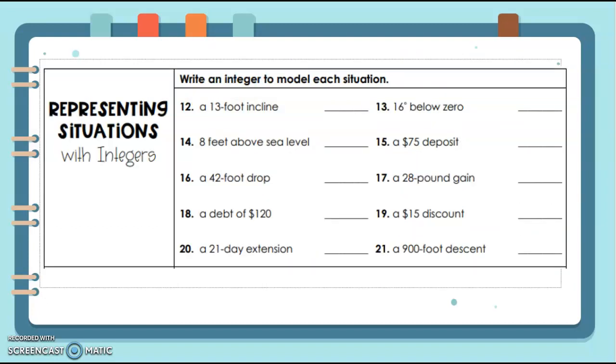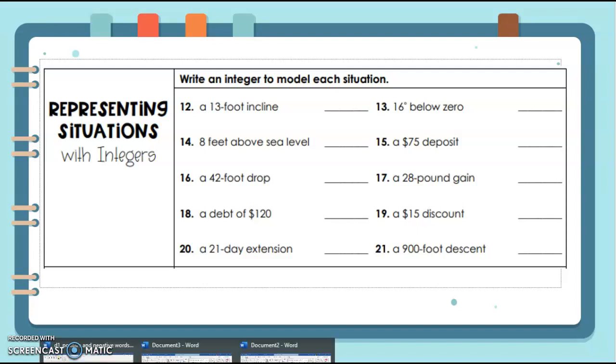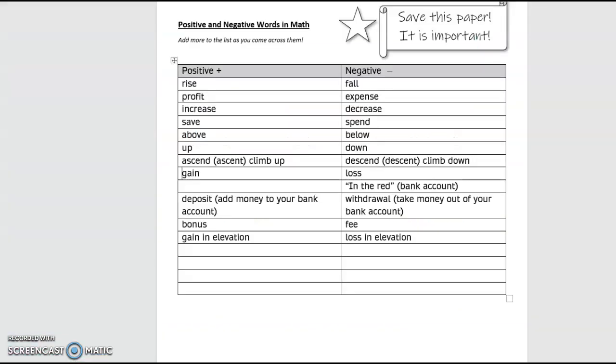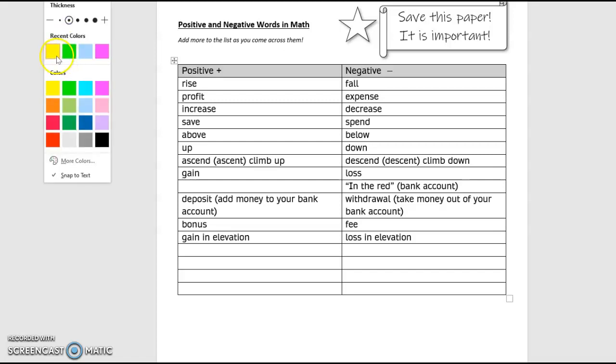Okay, next, these are real-world situations with integers. You can see there's a lot of vocabulary here that you need to know. Okay, I'm going to show you a document that will help you out. Right here, this is what I'm giving out in class. There are a list of positive words and negative words that describe situations. Okay, and I tried to do opposites like positive rise, the negative to that would be fall, rise and fall. Profit and expense. Increase is positive, decrease would be a negative number.